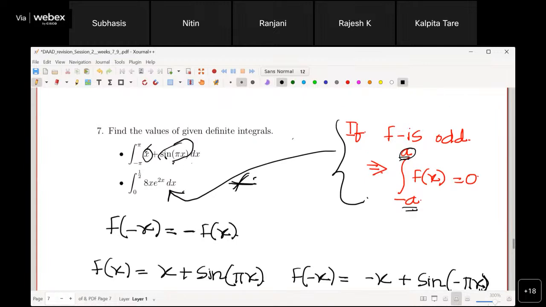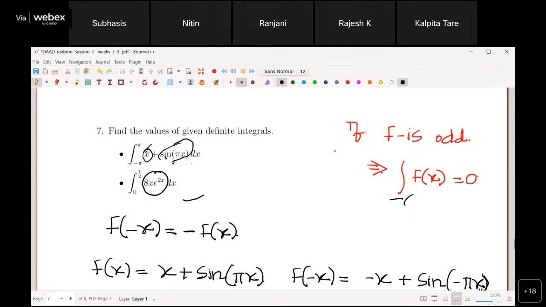So the thing is, you are correct in some sense. Even if you know that this function is odd, you can't do much, because as you pointed out, you can apply the result only when your integration is from minus a to a, right? So in the first question, your integration is from minus pi to pi. That's why we are checking that thing.